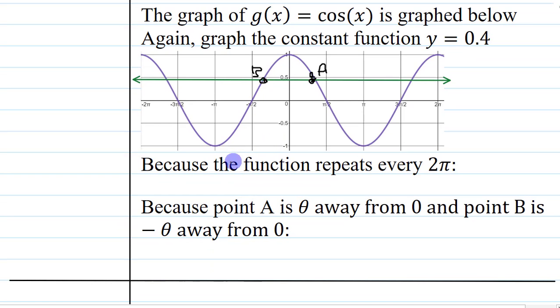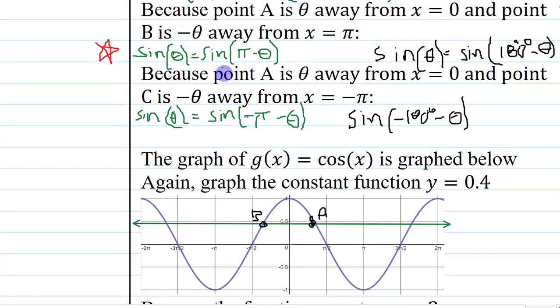All right, so we know that this function also repeats every 2 pi, just like sine. So if I take a look at this height of 1, that height of 1 happens at 0. What's the next x-coordinate where I get a height of 1? Well, I get a height of 1 over here at 2 pi. I also get a height of 1 over at negative 2 pi. So every 2 pi, I get back to the same height. This function repeats every 2 pi.